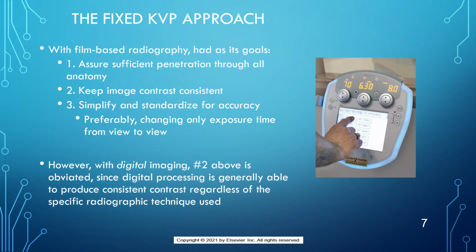Okay, so with the fixed KV approach, again, this was for addressing film screen technology systems. These three things were true. KVP did assure sufficient penetration. KVP did control image contrast. Okay, that's no longer the case if you look at the bottom bullet point.